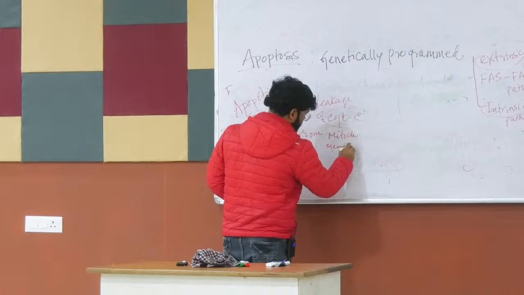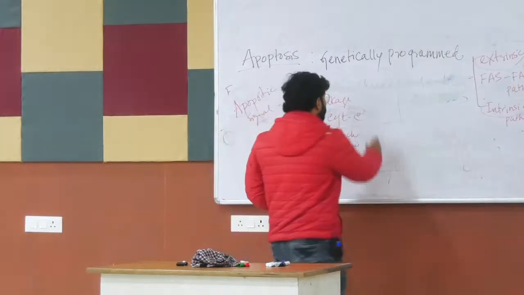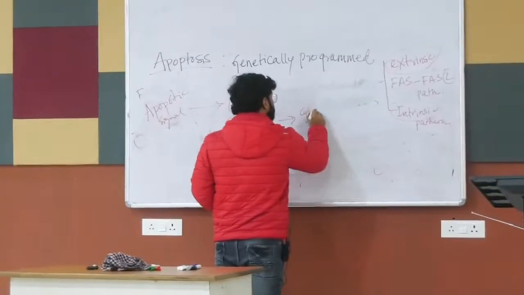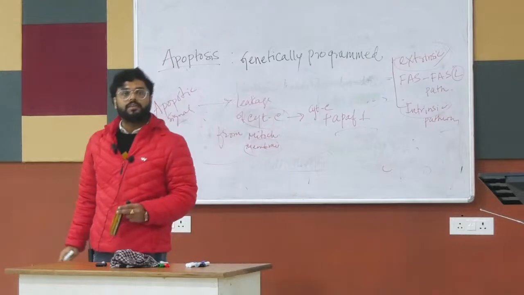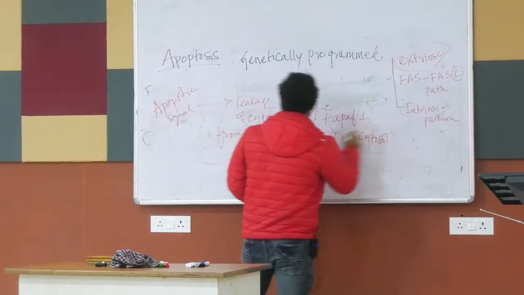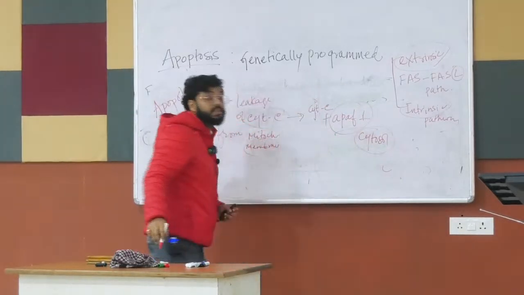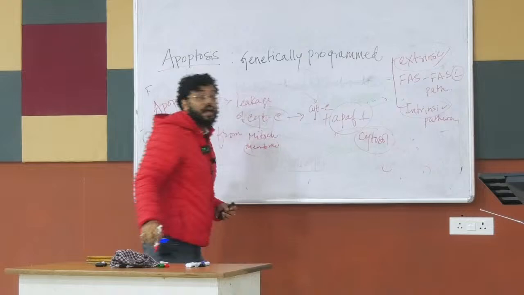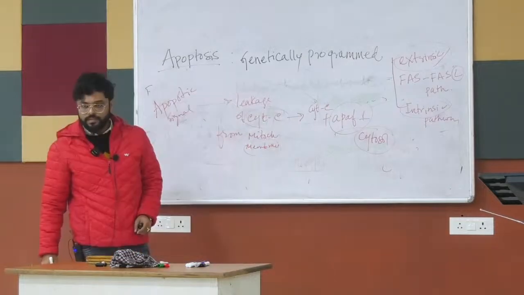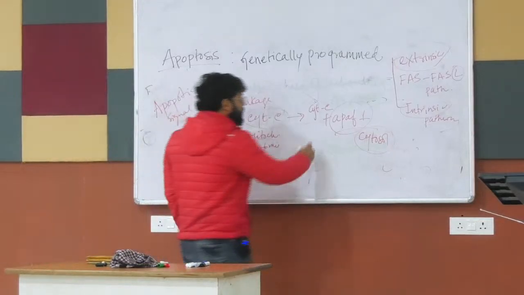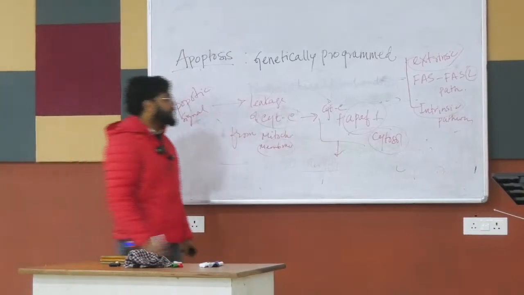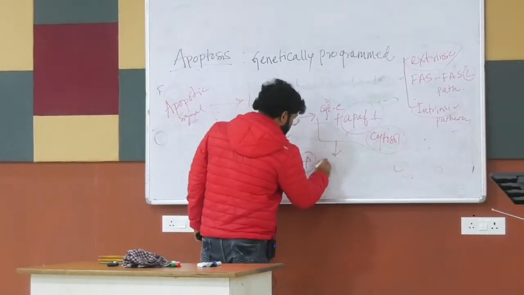Okay. This cytochrome C binds with APAF1. This is a ligand for the cytochrome C. So leakage of cytochrome C is coming within the cytosol. They bind with the APAF1, and when the cytochrome C binds with the APAF1, they actually activate the caspases.